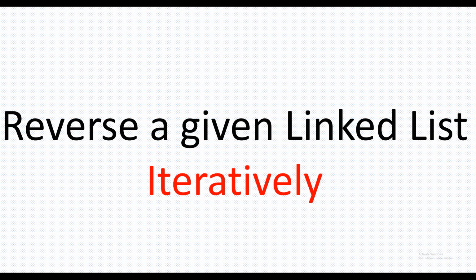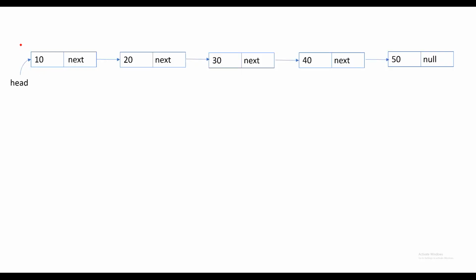In the last video, we saw how we can reverse a given linked list recursively. In this video, I am going to show you how we can reverse the same given linked list iteratively. So this is our given linked list, right? Where we have 5 nodes in it. So this is my first node. Again, this is my second node. This is my third node. This will be my fourth node, and this is my fifth node.